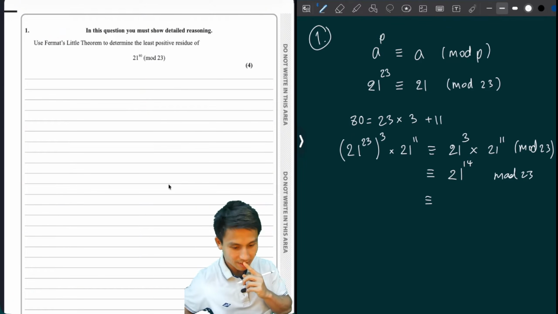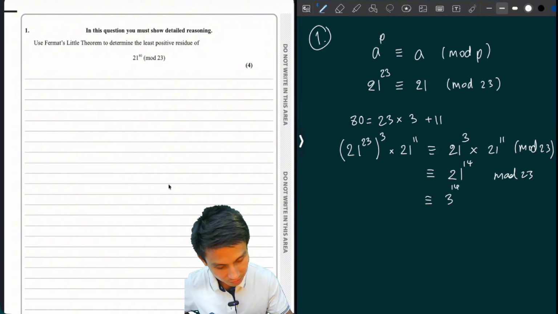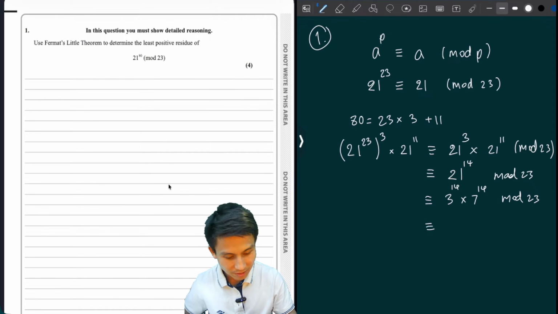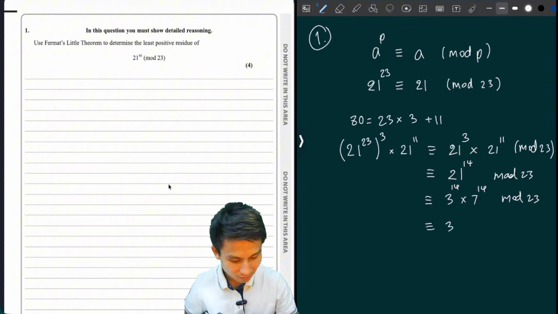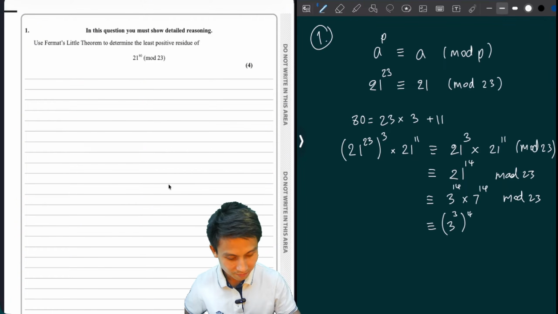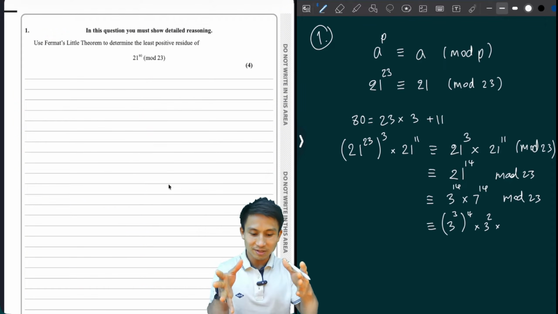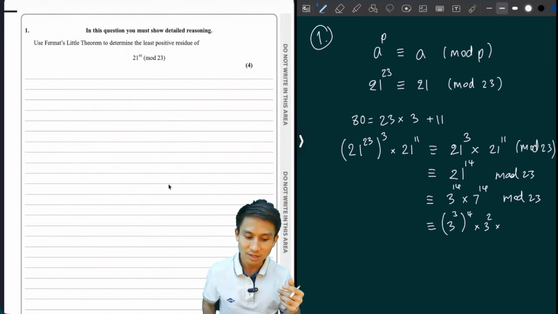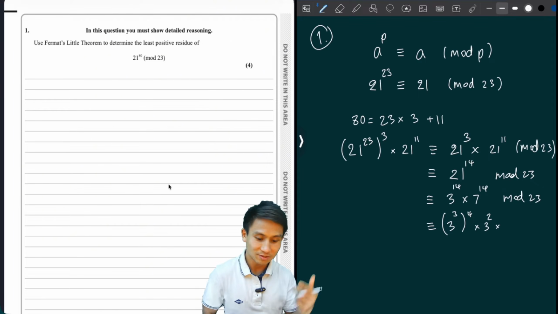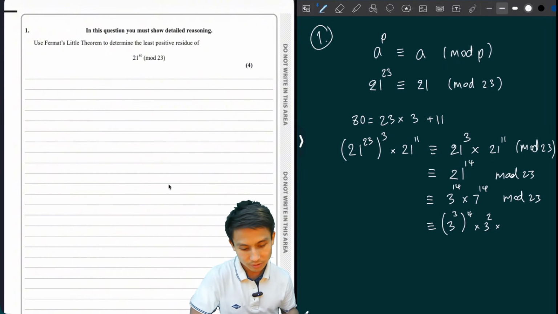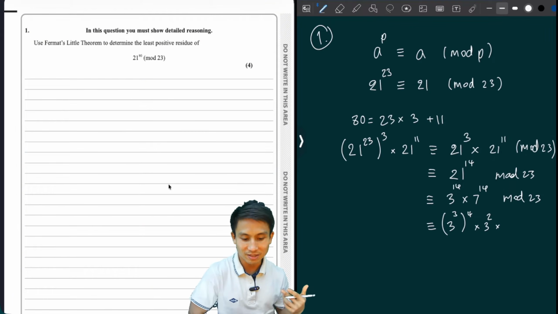And then this will be 3 to the power of 14 times 7 to the power of 14 mod 23, right? I think I'm going to split 3 to the power of 14 into 3 to the power of 3, how many times do we need? 4 times. And times 3 to the power of 2. Because when I put that to 3 to the power of 3, it becomes 27. And now we know that if we do 27 mod 23, that's going to give us the equivalent of 4. We can replace that with 4. It's basically just simplifying, keep simplifying the thing here.